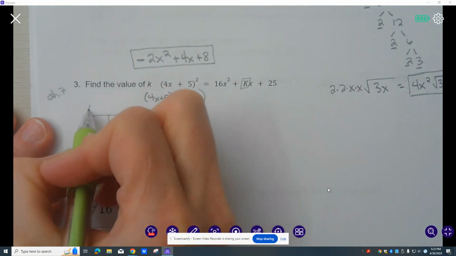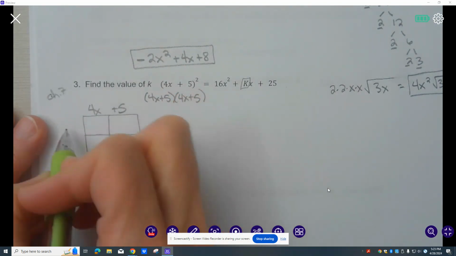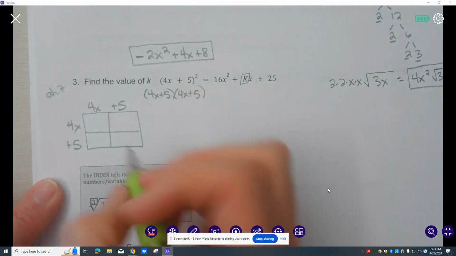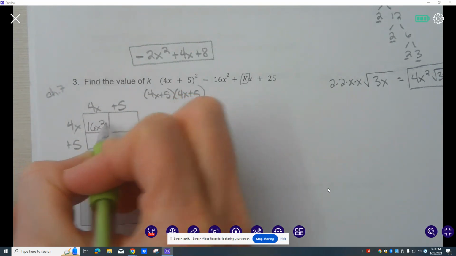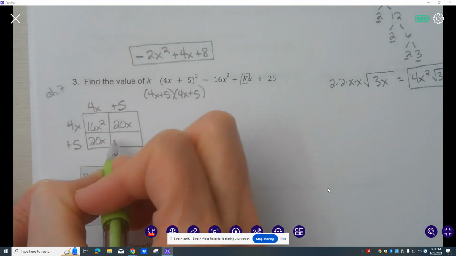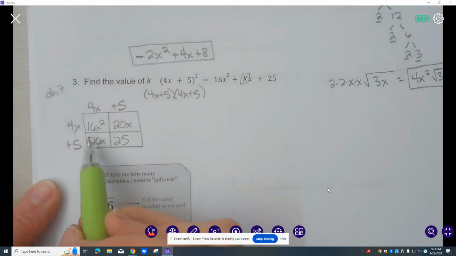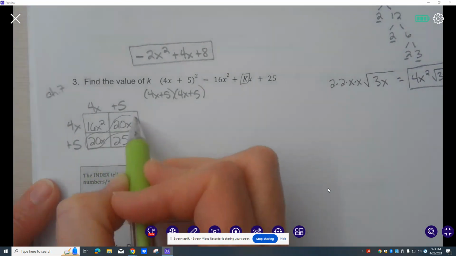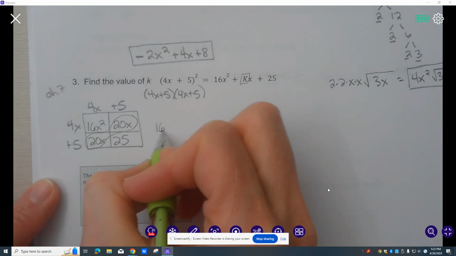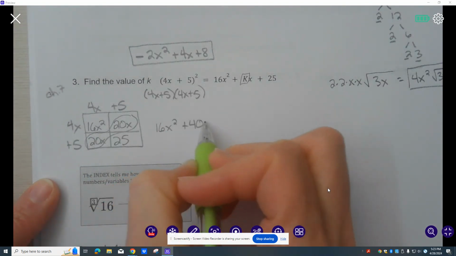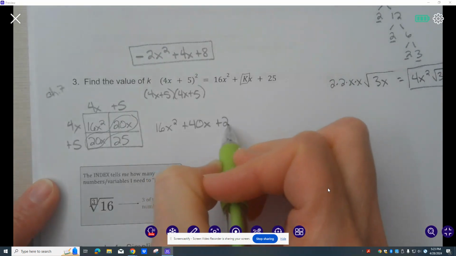Most of you, I believe, are doing a box on this. Few of you are doing distributive property, but most of you are doing a box. So multiply the outside to get the inside. And that's what I get, 16x squared, 20x, 20x, and 25. Again, check those diagonals. Those are like terms. So this ends up to be 16x squared plus 40x plus 25.